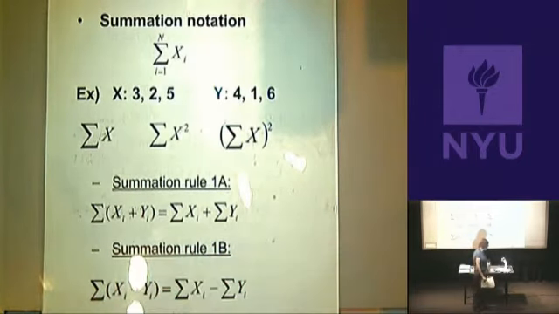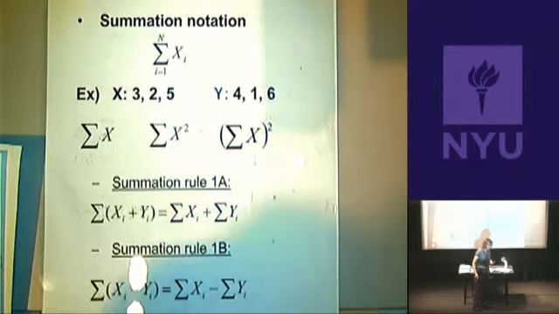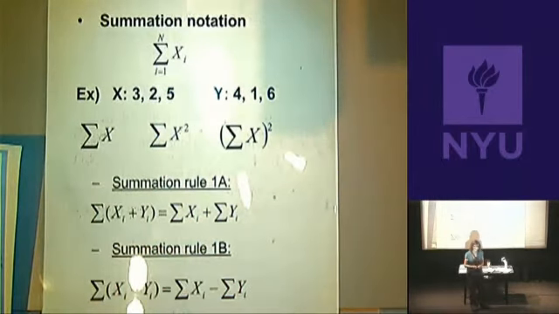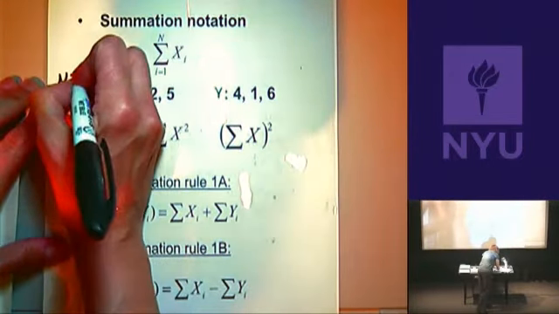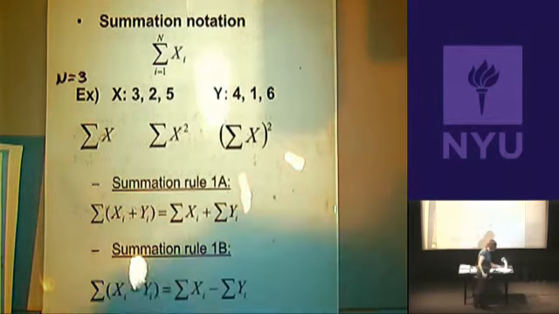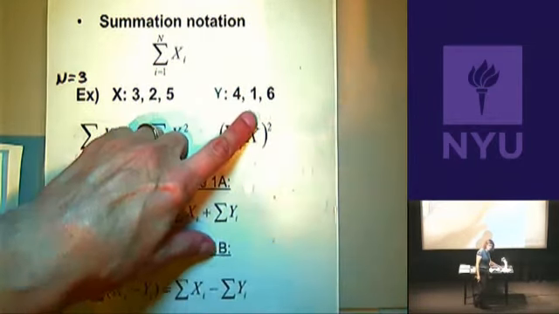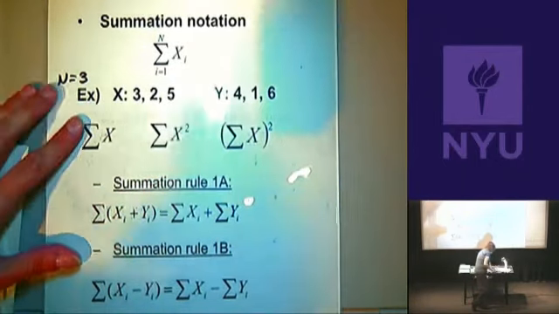So let's just do some basic examples. All right? Here's x. I have 3 scores for x, which means that n equals 3. That's going to be a big question all semester. What is n? Okay, and we have y scores. We also have 3 y scores here. So we have 2 variables. Okay? So let's just find the basics here.